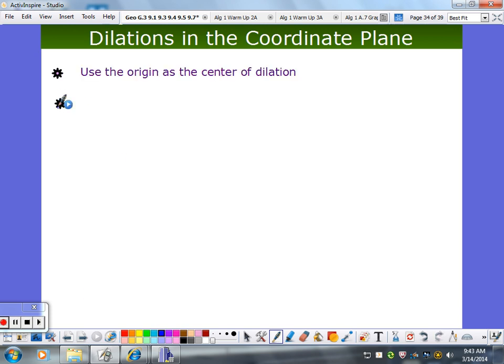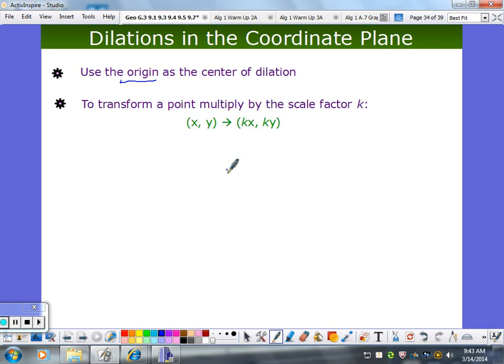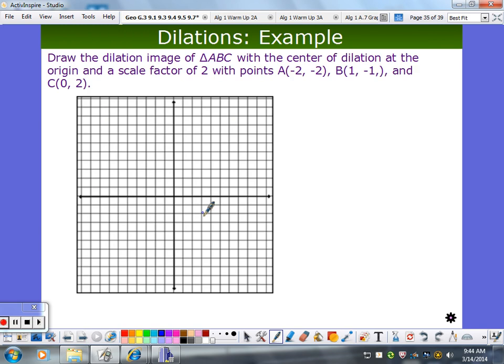Dilations in the coordinate plane, here we go. We're always using the origin as the center of dilation. Doesn't have to be though, but that's what we're doing. So here's the rule. It's a very simple rule. Each x, y, if your scale factor is k, you just multiply both the x by k and the y by k. Very simple. We like simple sometimes. Simple can be boring, but sometimes we're okay with that.